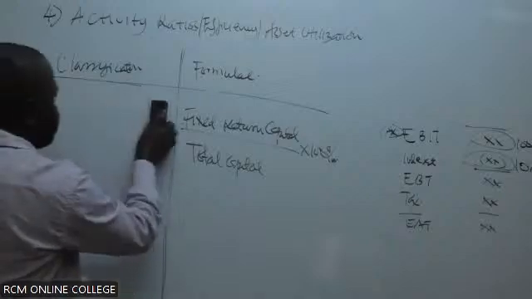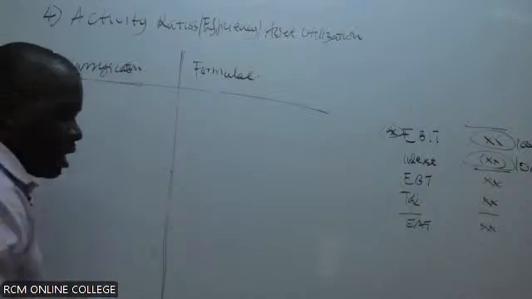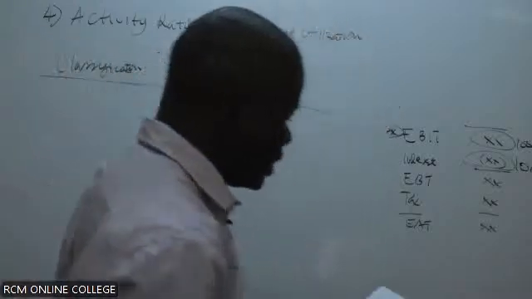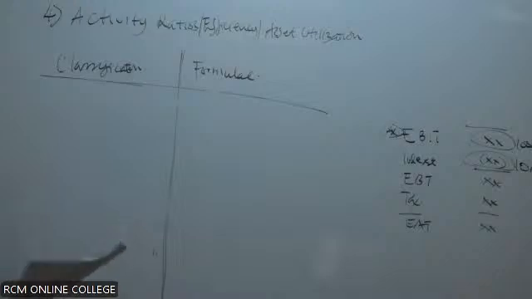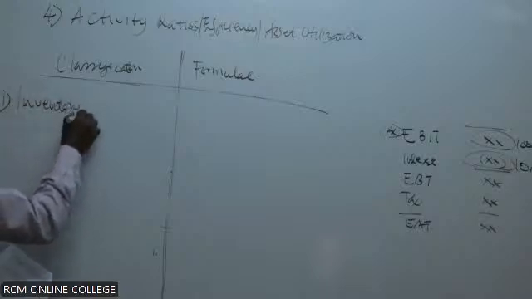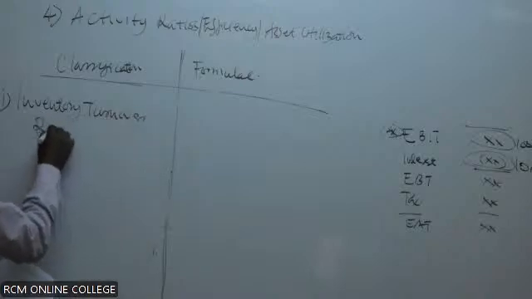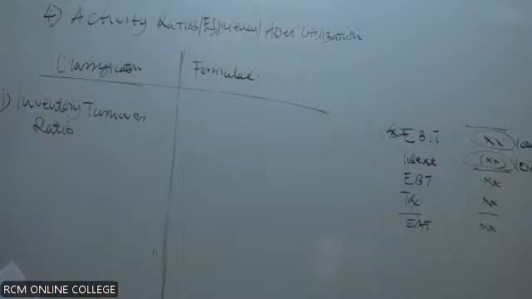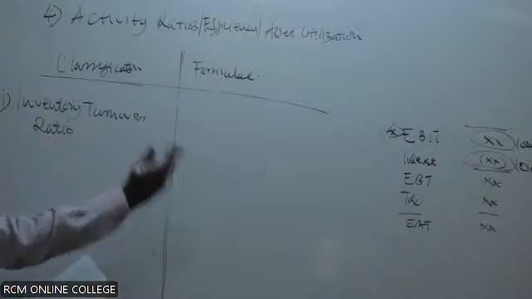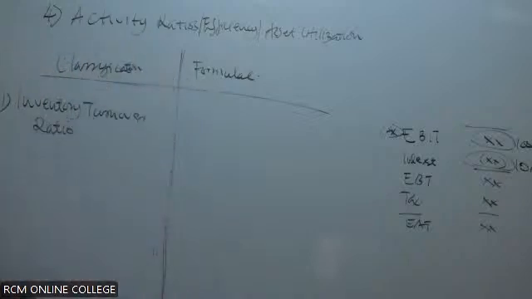So there are a number of ratios here that look into how effectively you're utilizing your resources. In this case, we have the stock or inventory turnover ratio. Just from the word turnover, this one is looking at how quickly or how effectively you are turning over your inventory.